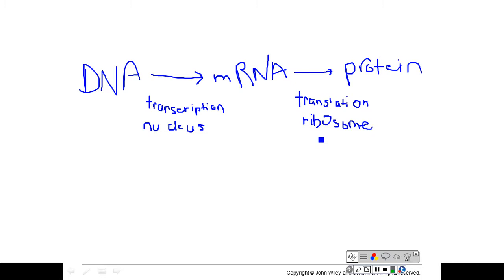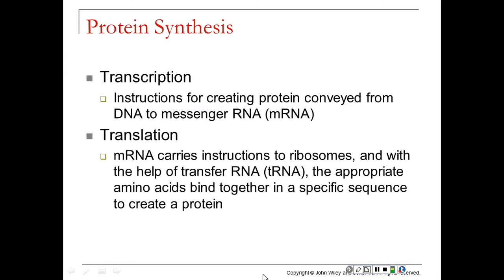Now, one last thing, how do you remember the difference between transcription and translation? If you look at both of these words, they both have the prefix trans. Transcription has a C, translation has an L, C comes before L in the alphabet, so transcription comes before translation. So let's look at these in more detail.